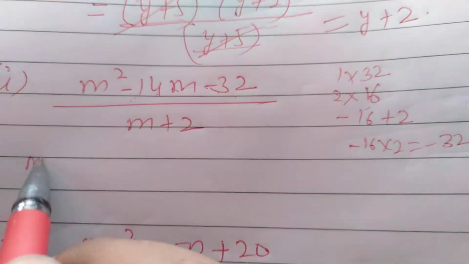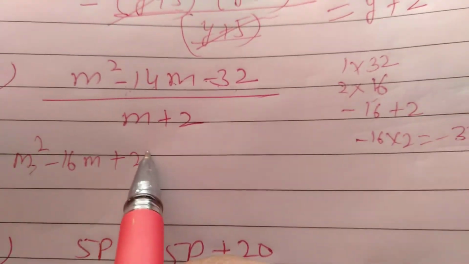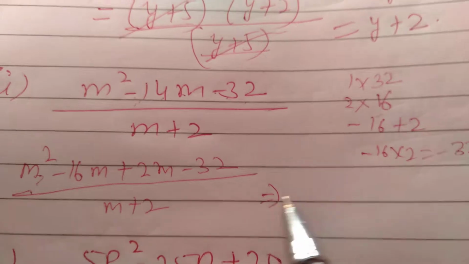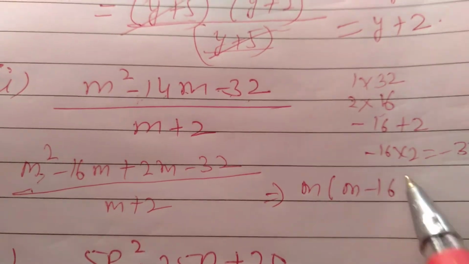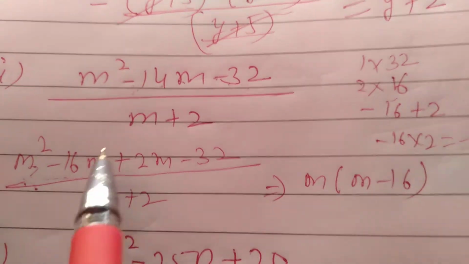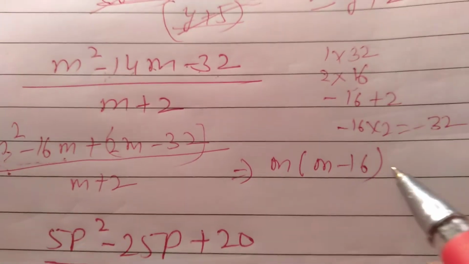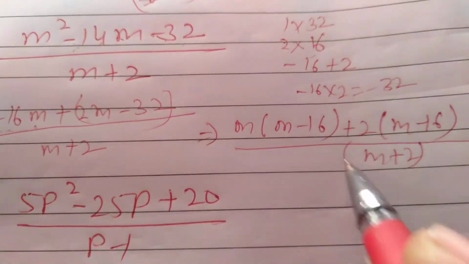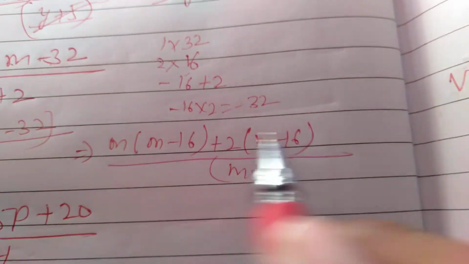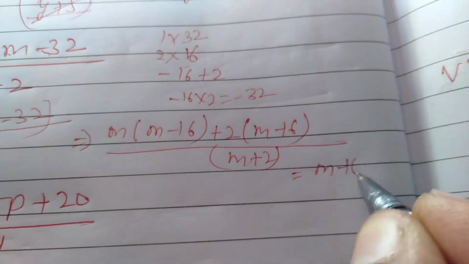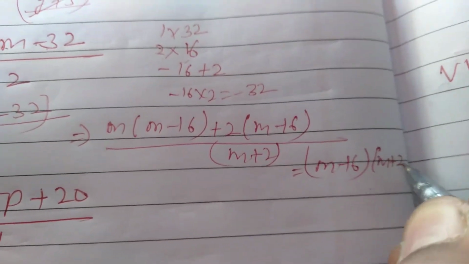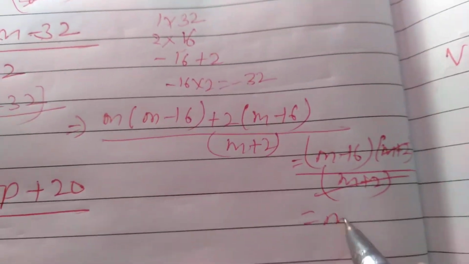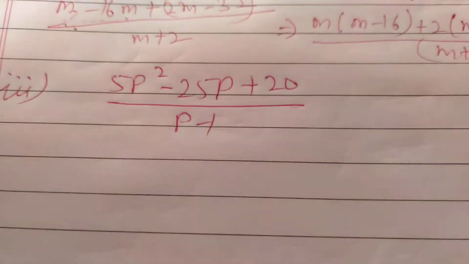So you can write here m square minus 16m plus 2m minus 32, and it is divided by m plus 2. From the first two you can take m as the common and you will get m minus 16, right? From the last two you can take 2 as the common and m minus 16 will be there in the bracket. M plus 2 is there in the denominator. So throughout you can see both terms have m minus 16, so you can write m minus 16 and what will remain? M plus 2. In the denominator also you have m plus 2, so it will cut and you will get the answer m minus 16. So let us come to the next one.